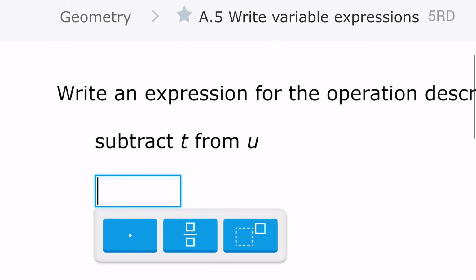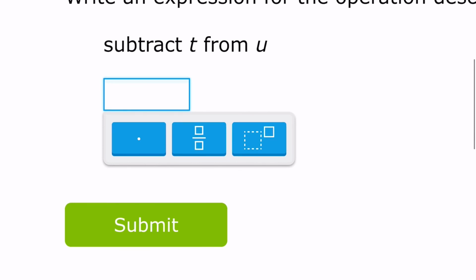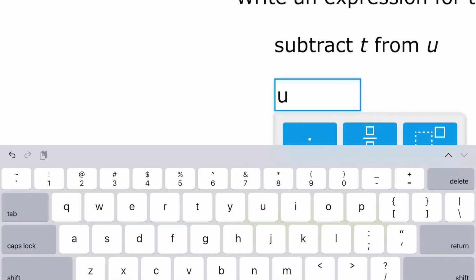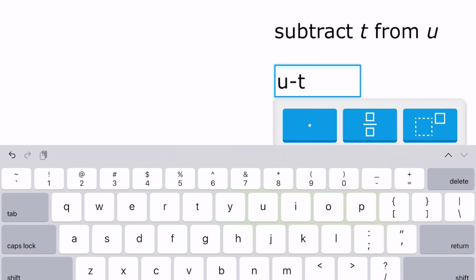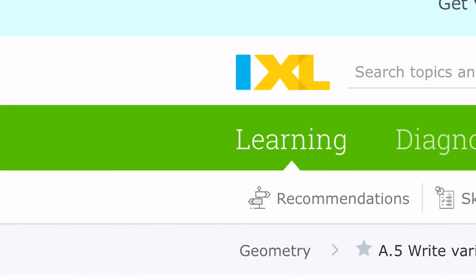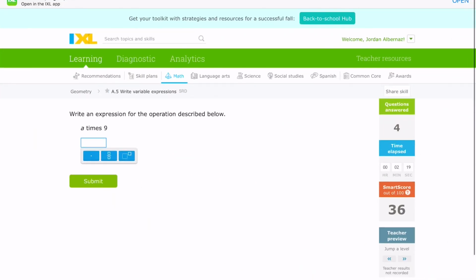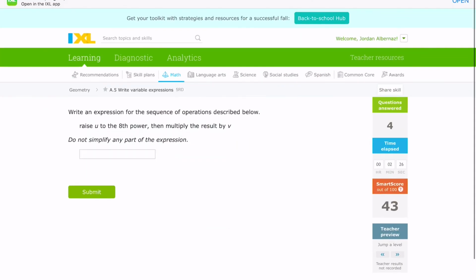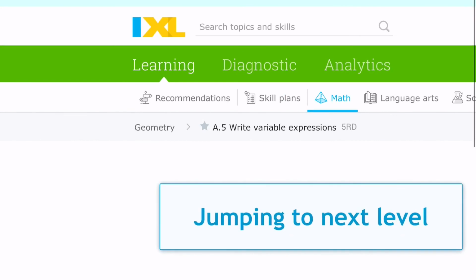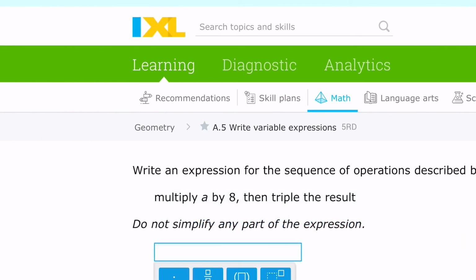Subtract t from u. Be careful, u is what comes first because you're subtracting t away from the initial u. Okay, I get that one right. Let's get to something more complicated. You don't have the teacher preview. I'm going to skip. What it does, it lets me go up a couple levels here. Let's do something a little bit more difficult.